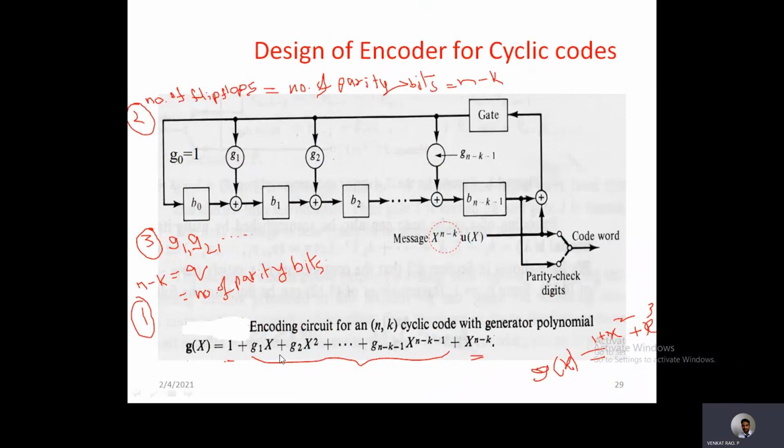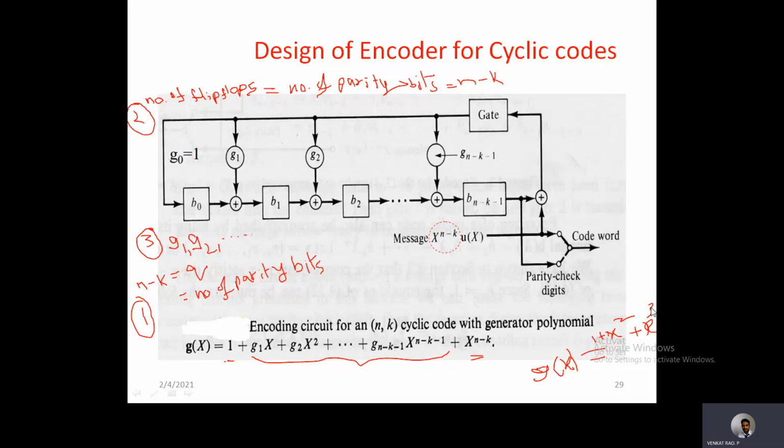So whatever the number of coefficients that multiply with the x terms, they continue up to the last term, that is x power n minus k, but this last term is not multiplied with any coefficient. So the first term and last term are common for any generator polynomial equation, but in between, depending on the coefficients, this equation may change. For example, g of x can be like 1 plus x square plus x cube. That means it starts from 1 and ends with x cube.